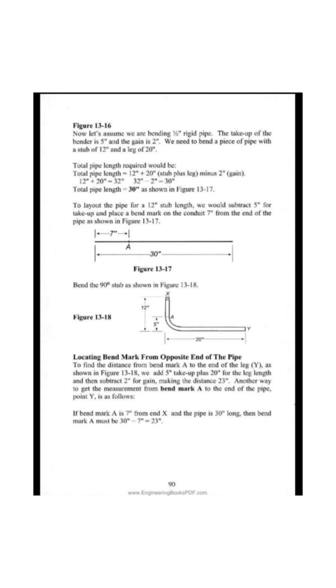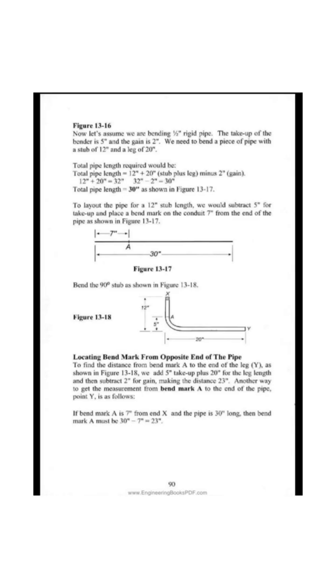The take-up of the bender is 5, and the gain is 2. We need to bend a piece of pipe with a stub of 12 inches and a leg of 20. Total pipe length required would be: total pipe length equals 12 inches plus 20 inches, stub plus leg, minus 2 inches, gain.